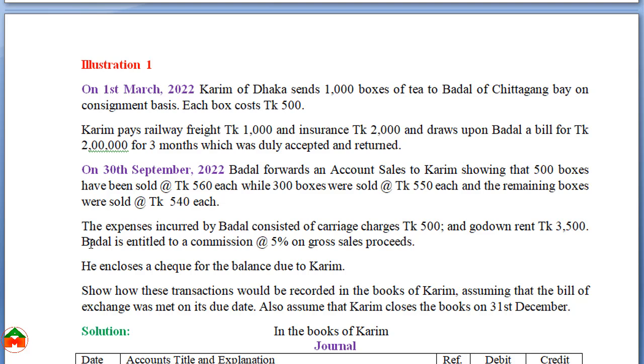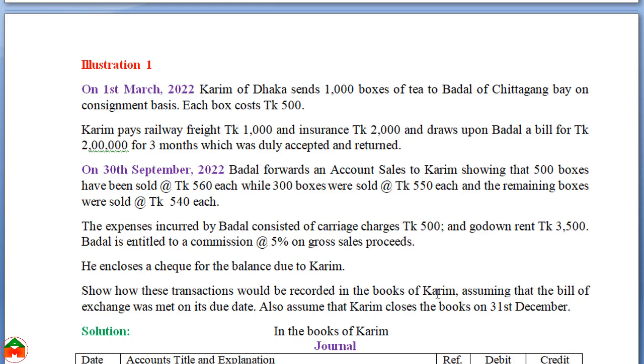Mr. Badal, the consignee, encloses a check for the balance due to Karim. That means after selling, Mr. Badal deducted all the expenses incurred by him. From the sale proceed, Mr. Badal deducted this carriage charge, go down rent and commission, and the remaining amount is provided by check. Now the requirement is show how this transaction would be recorded in the books of Karim. Here Karim is the consignor. That means we are going to learn about the journal entries that should be done in the book of consignor.